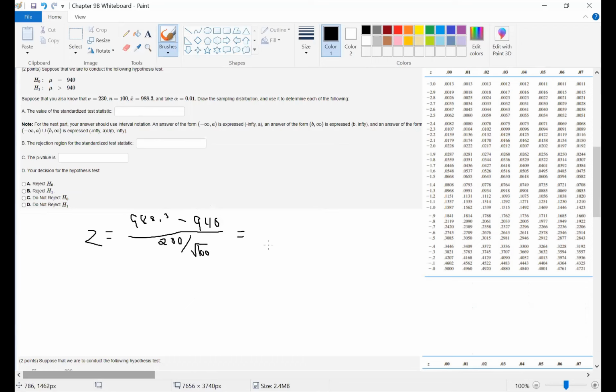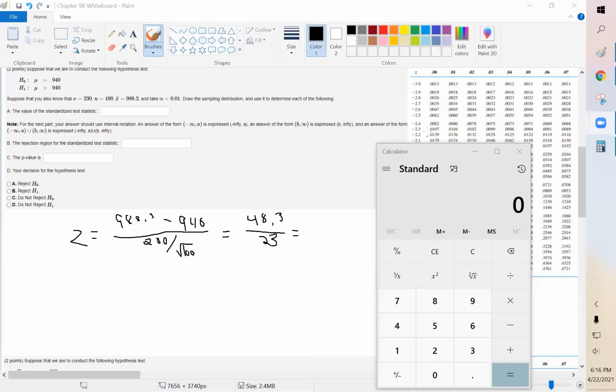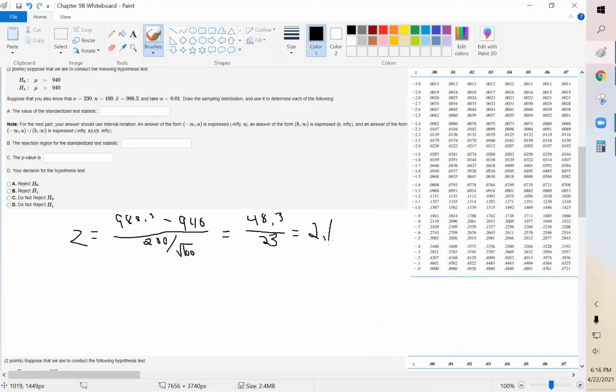So just to simplify it before I put it in the calculator, if you want, you can go straight to the test statistic at this point, because that's just throwing it into a calculator. I'll do a quick bit of mental math to make it easier. 988.3 minus 940 is 48.3. Square root of 100 is 10. 230 over 10 is 23. And now I'll pull up the calculator. Let me share the entire screen for those of you over Zoom. There we go. 48.3 over 23, exactly 2.1. That's nice. So our Z score is 2.1.